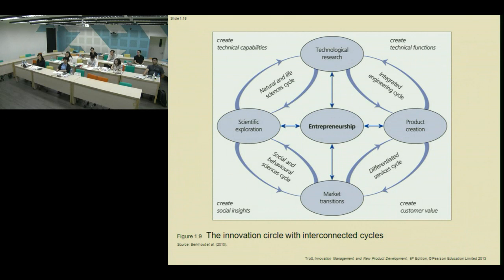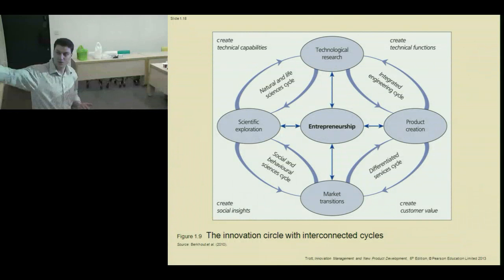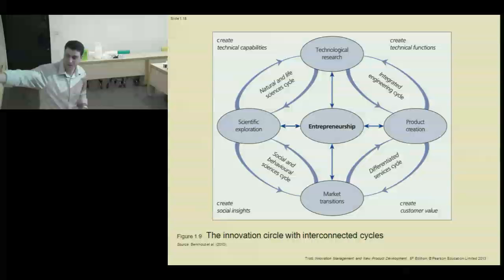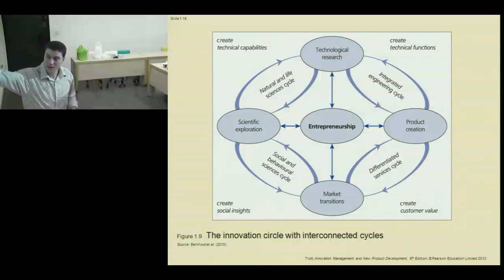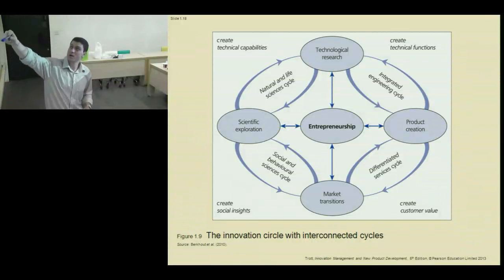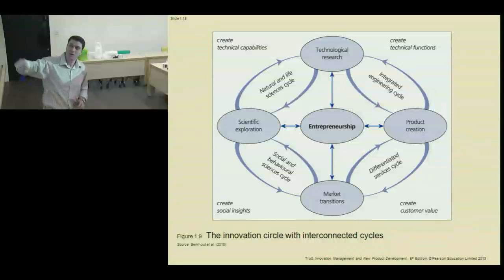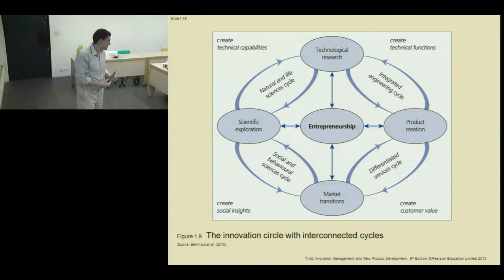And then again, from market transition, we reached scientific exploration, having social and behavioral sciences cycles, establishing that cycle. And then again, from scientific exploration, we came to discuss technological research, considering natural and life resources.